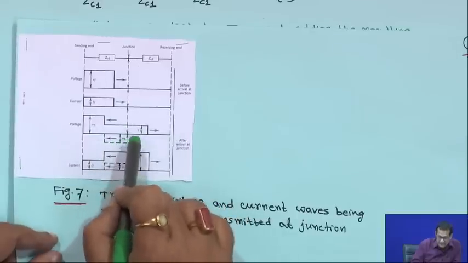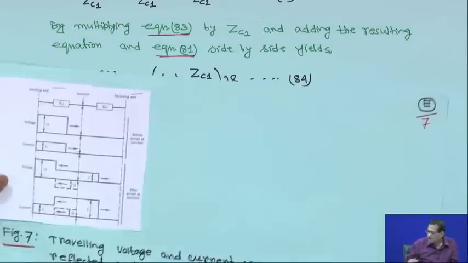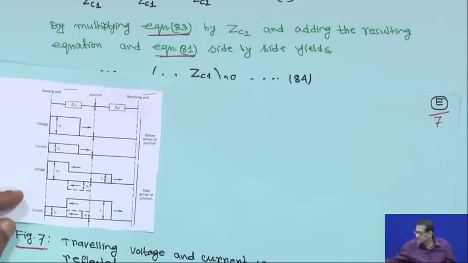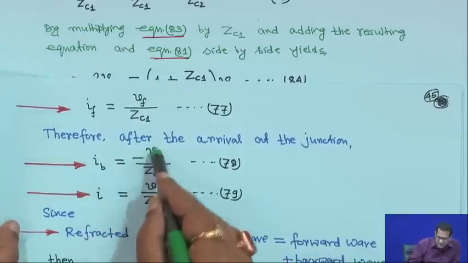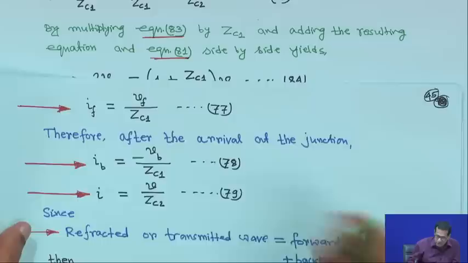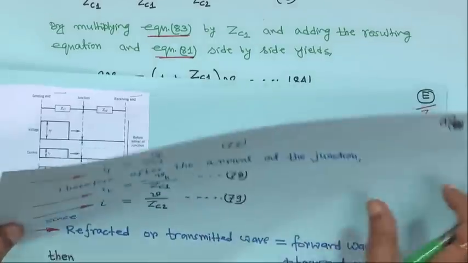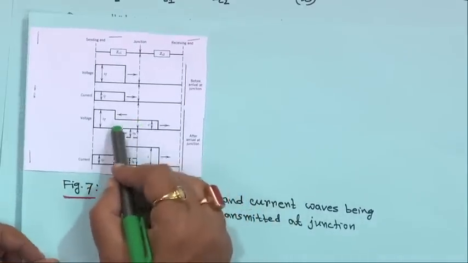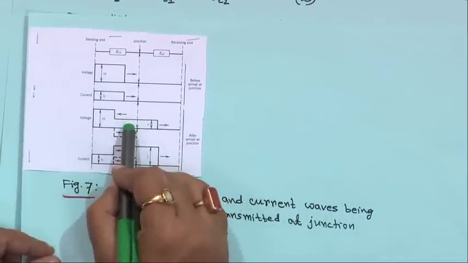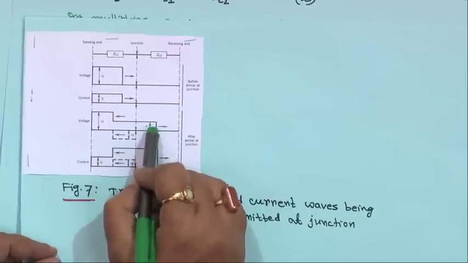In that case, for the reflected one, Vb, I just showed you that Ib is equal to minus Vb upon Zc1. So, Vb is actually minus Ib into Zc1. Vb is negative. So, the reflected one is actually going like this, decreasing, but with the same magnitude as the refracted one, that is V.